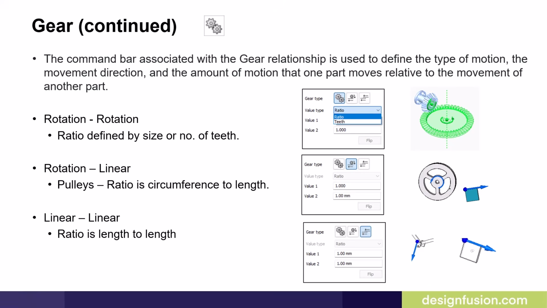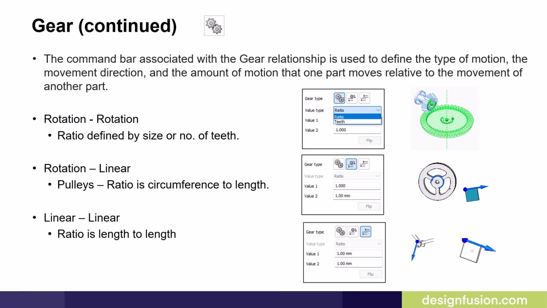The rotation linear option is used to define how the rotation of one part results in the linear movement of a second part. The resulting linear motion of the second part is defined based on how far the linear part moves for the stated number of rotations of the first part. This relationship is useful when defining movement between a pulley and a part that slides in a groove or slot.